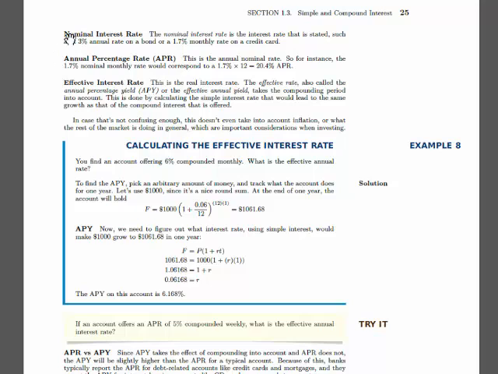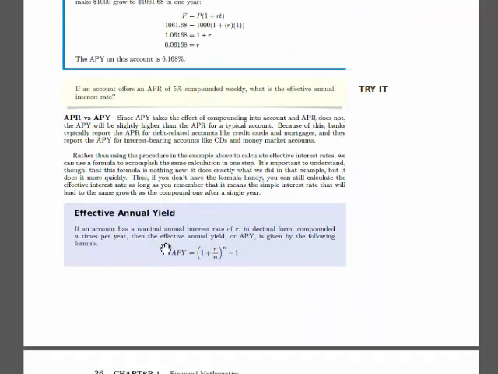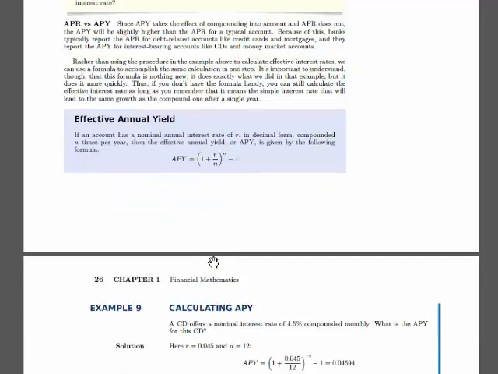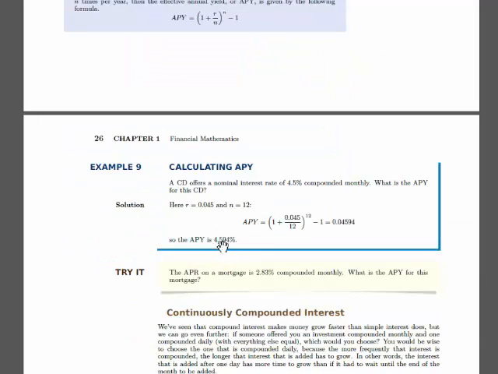As opposed to the nominal or the stated interest rate, the effective interest rate is what actually takes effect, what actually is used on this account. Basically, it's an interest rate that takes into account the effect of compounding. And so we go through an example here where we talk about how to calculate that APY, or the effective interest rate, based on a given account. And then we're given a formula that relates the two. If we know the nominal interest rate, we can figure out directly the APY, or the effective interest rate. And there's an example doing exactly that.